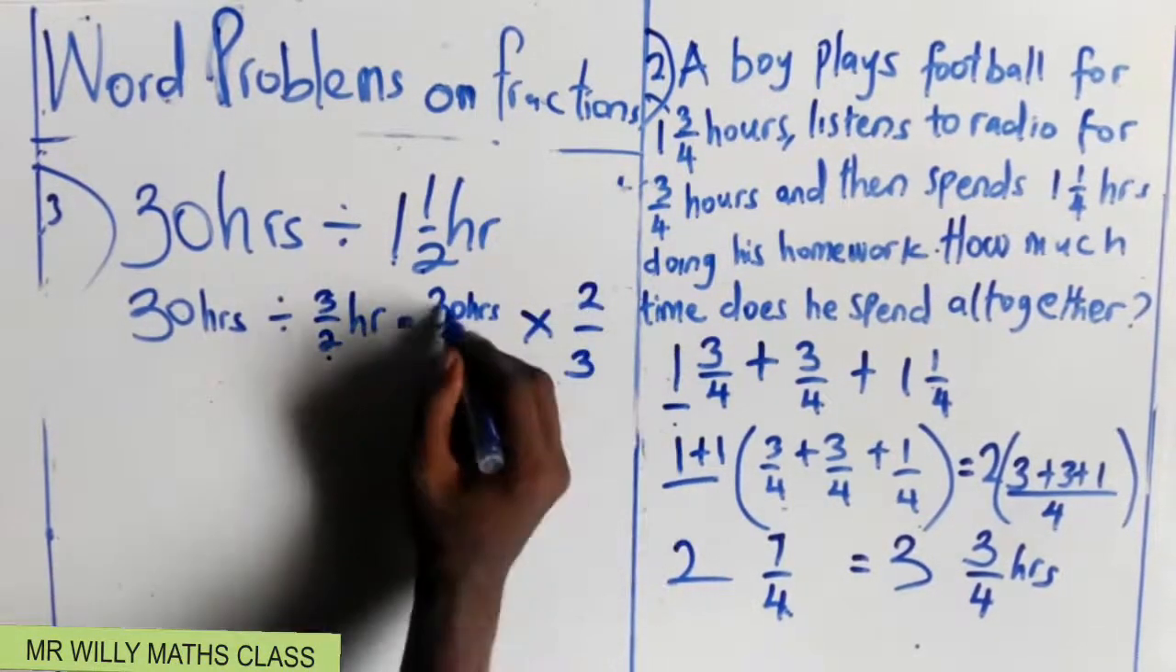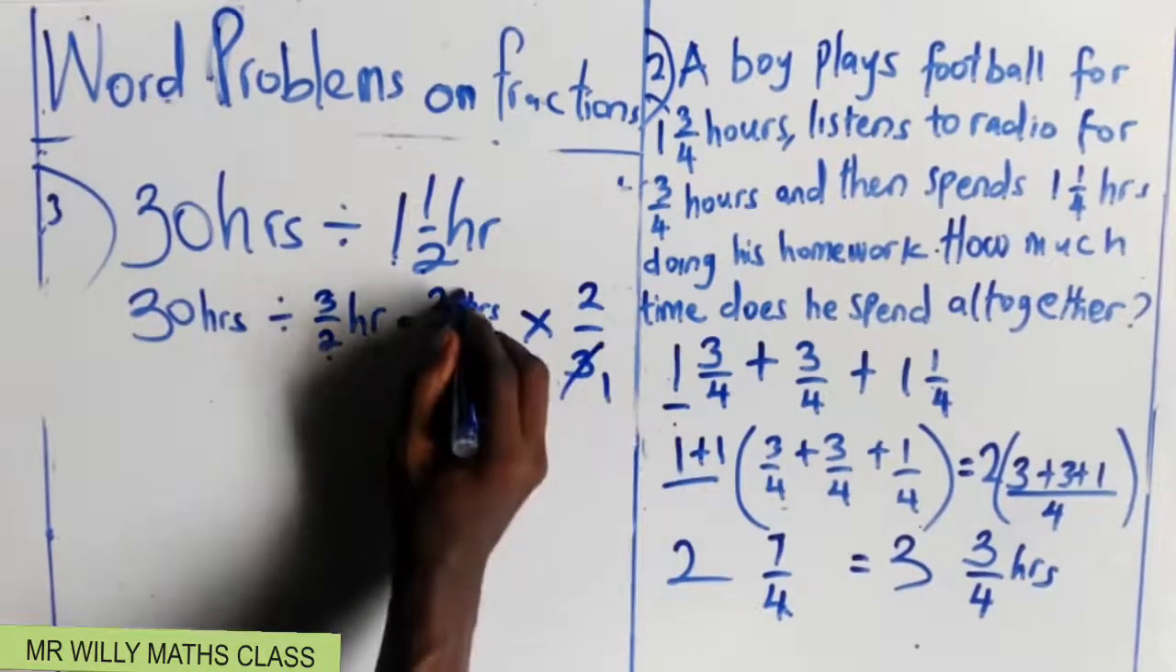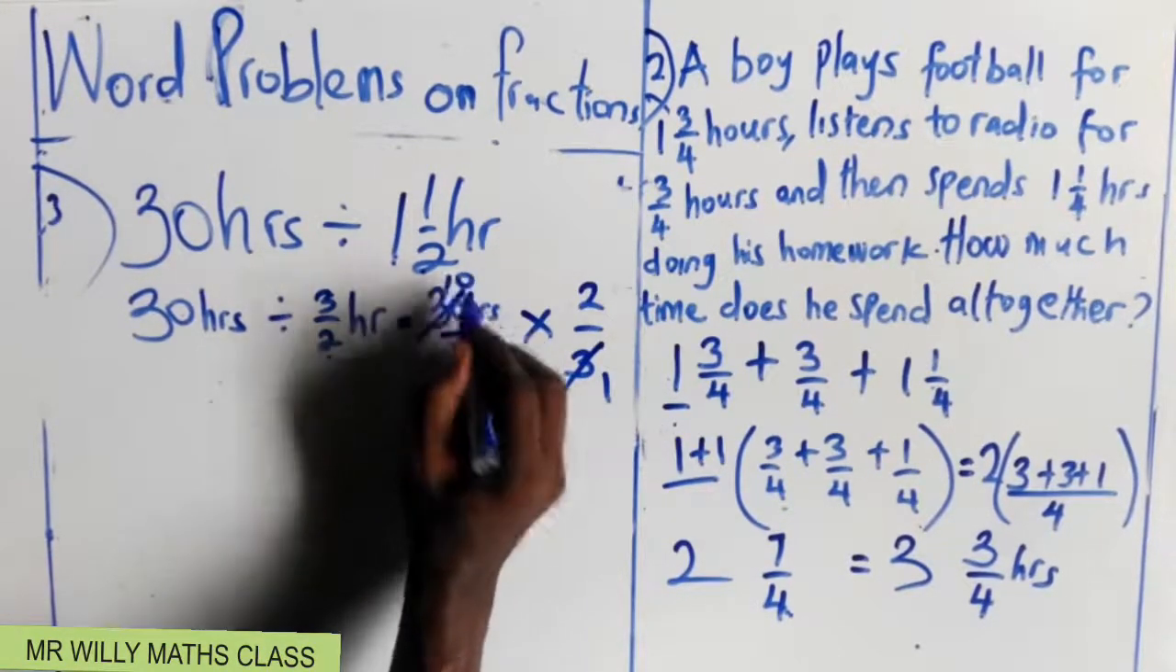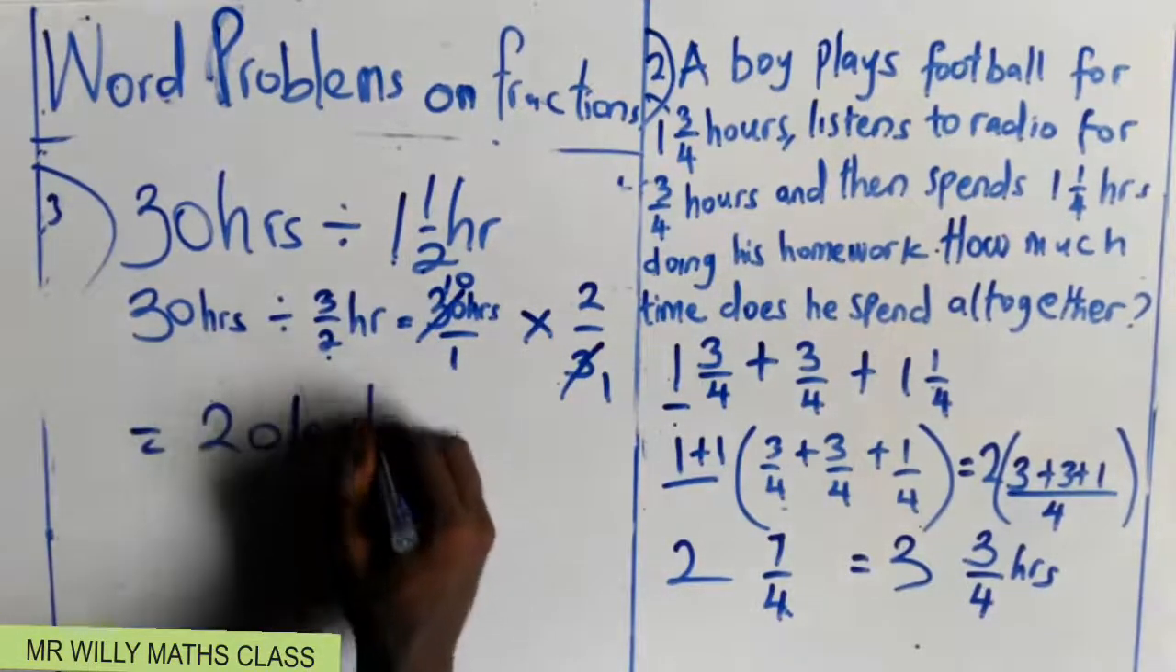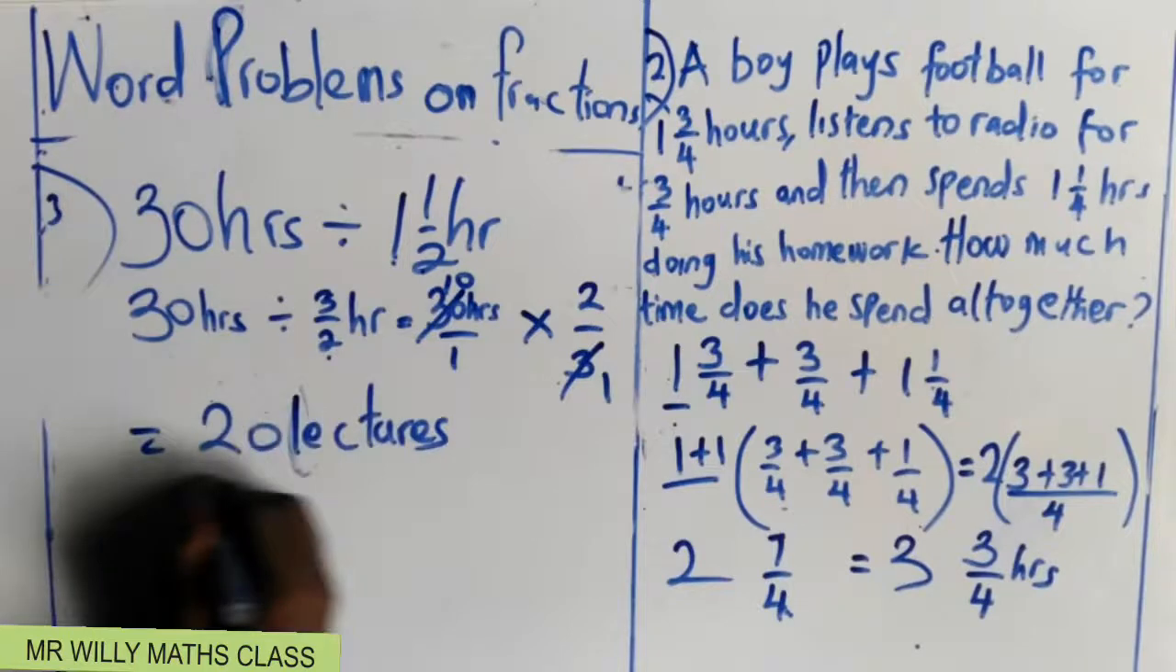Like that, 3 is a factor of 30. So 3 will go here 1. 3 in 30, that will be 10. So 10 times 2, the answer is what? 20. That will be 20 lectures. So the answer is 20 lectures.